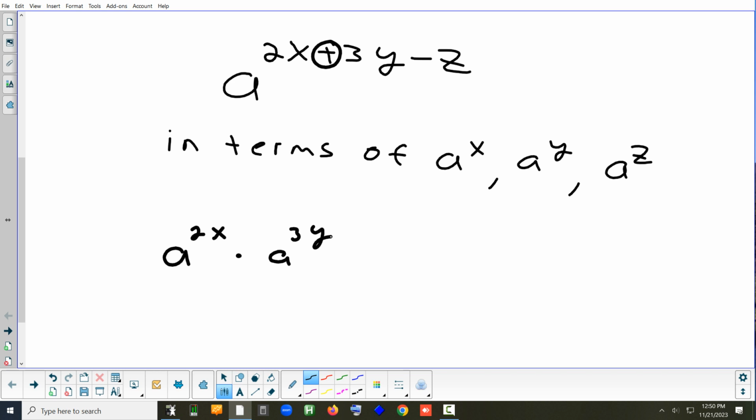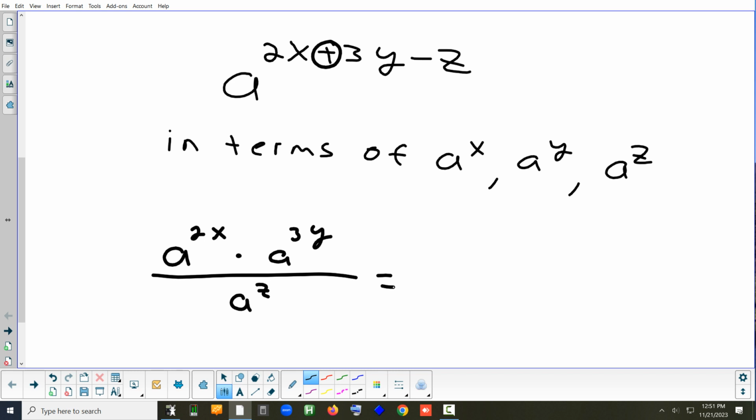Now, when you subtract an exponent? Yeah? Division. So what would have to go in the bottom there? A to the z. Okay, so we've got one of them in terms of a to the z. So we got that. Now we've got to fix these top two. Okay, a to the 2x.